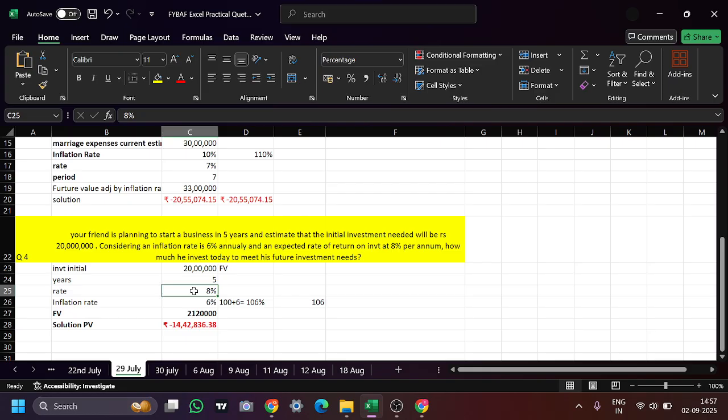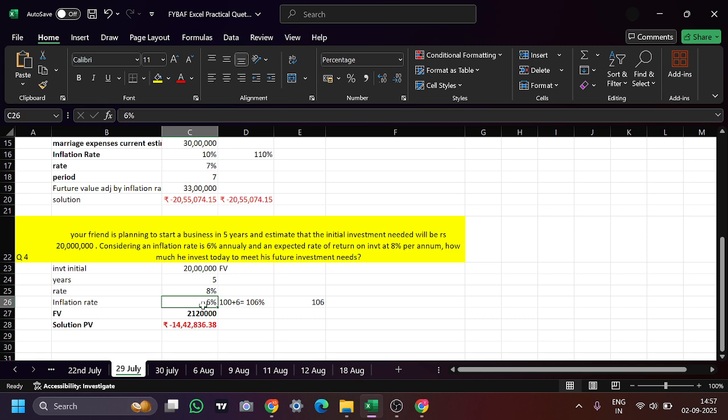8%, right? Next, the discounted rate is 8%. How much should he invest? He must invest today to meet the future investment needs. Now the initial investment is mentioned over here, 20 lakhs, that is nothing but the future value. Years are mentioned as 5 years, rate is mentioned as 8%, inflation rate is given as 6%.